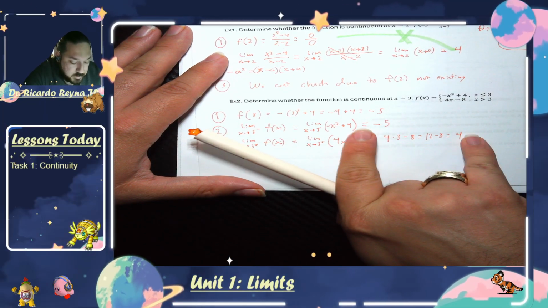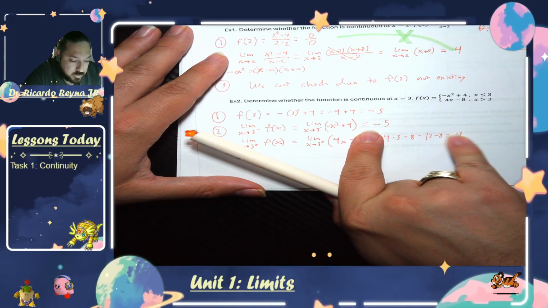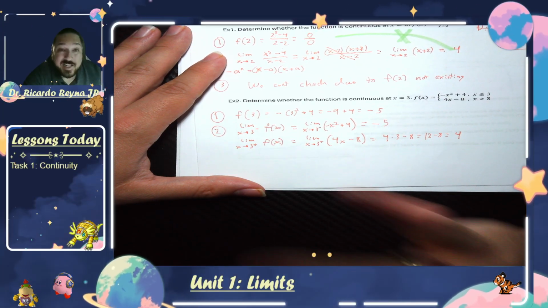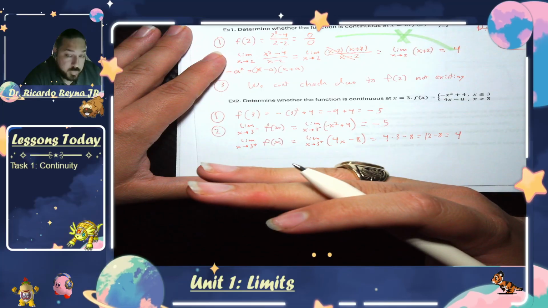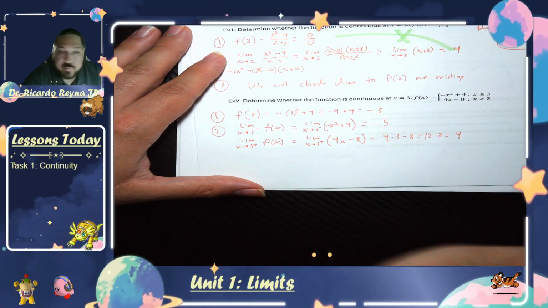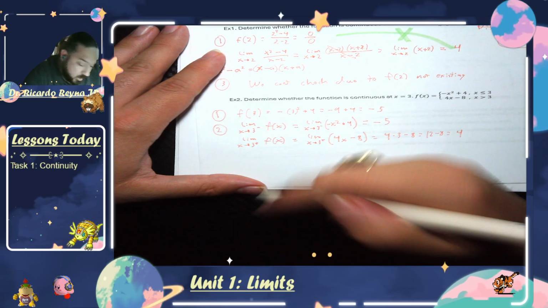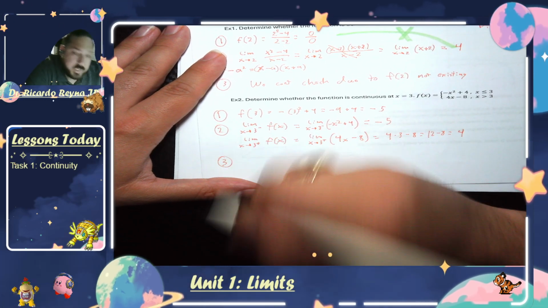So both of these limits exist, but they do not equal. So again, technically here we could stop, and we can say, okay, this is not continuous. But let's practice number 3 just in case.